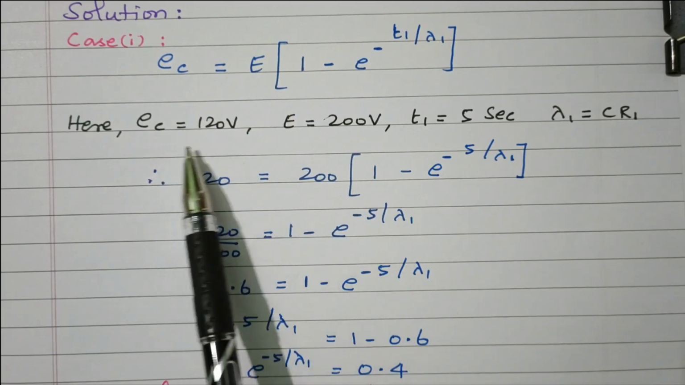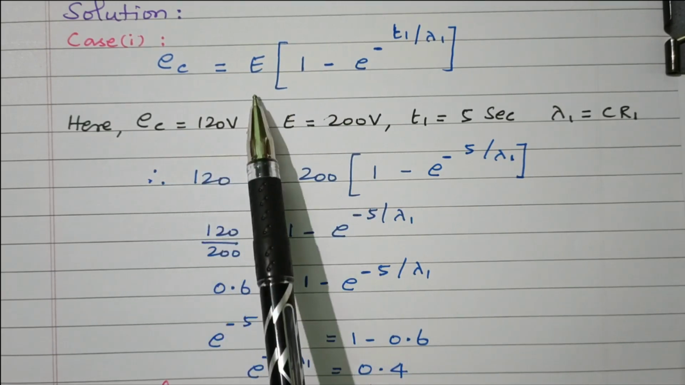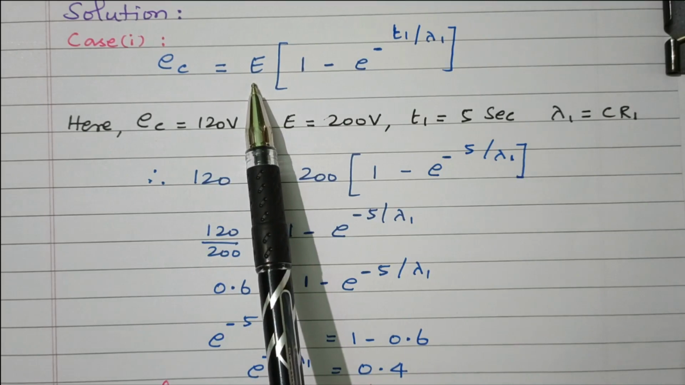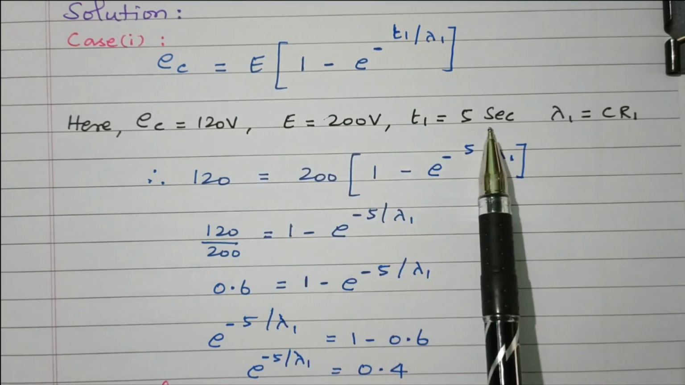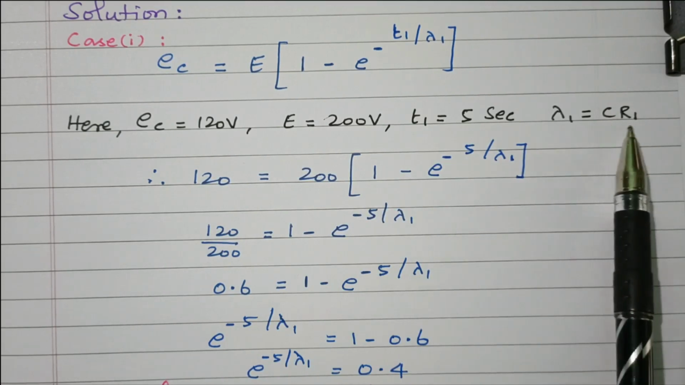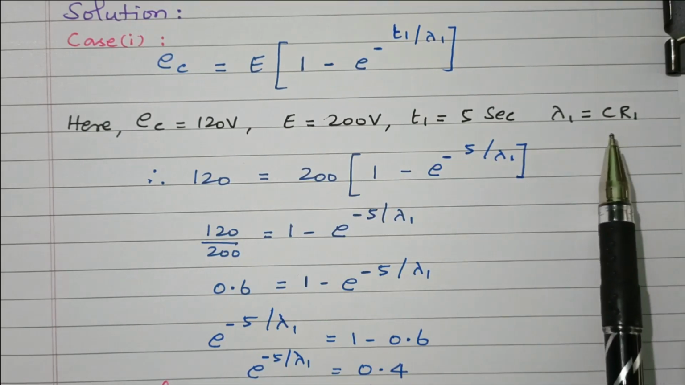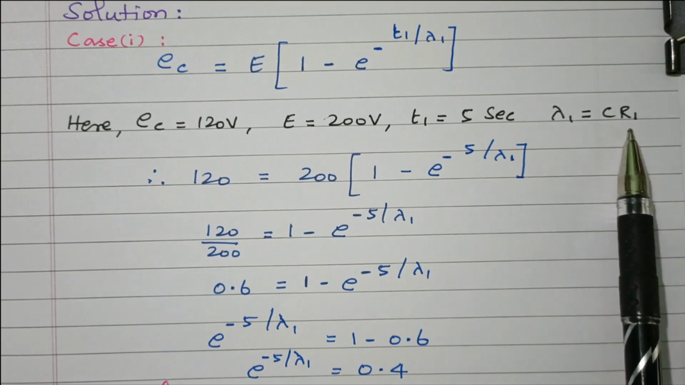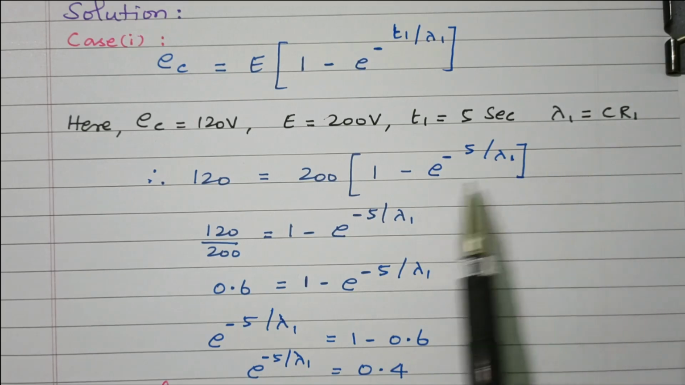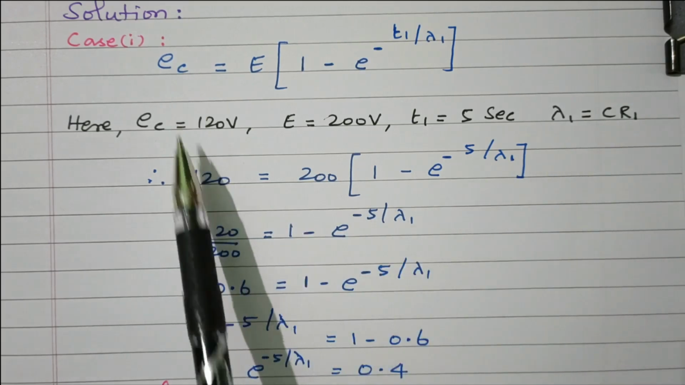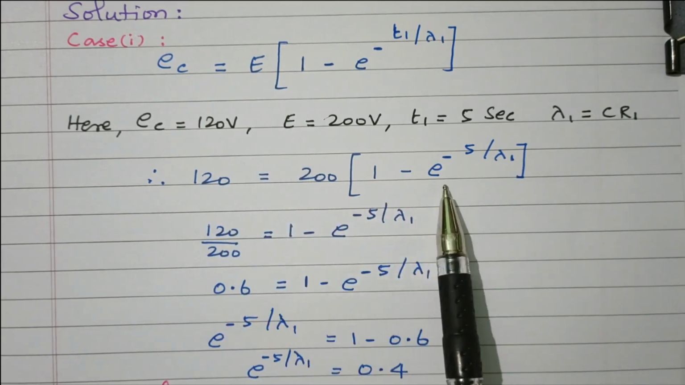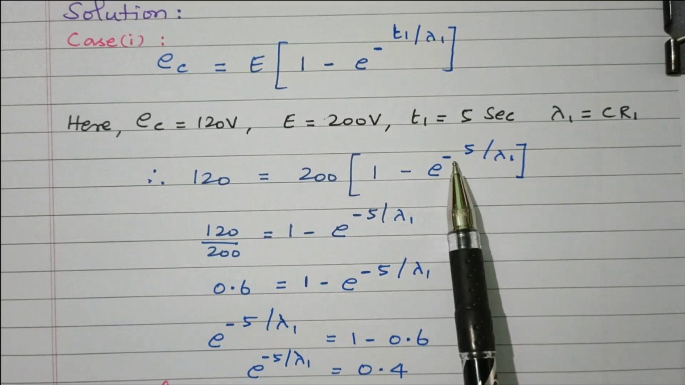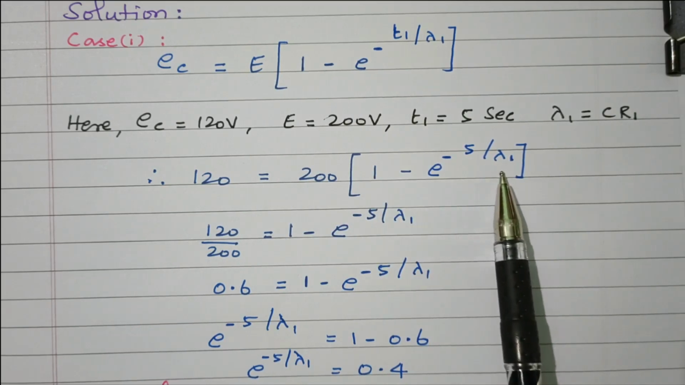So here Ec is 120 volts, the neon lamp voltage. Total voltage applied across R and C is 200 volts. t1 is given as 5 seconds. Lambda 1 is nothing but C into R1, a constant. In that, C value is known, R1 we need to find. Now substitute all the values: Ec is 120, E is 200 times 1 minus e power minus 5 divided by lambda 1.